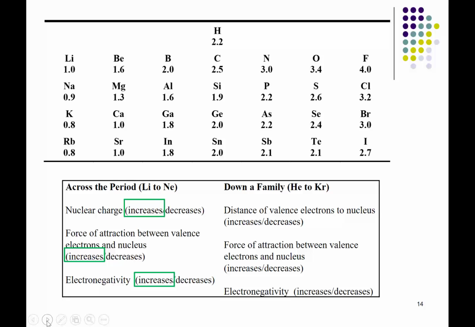Because, of course, electronegativity is directly related to the force of attraction between the valence electrons and the nucleus. The valence electrons, of course, in this case, are the shared pair of electrons. Now, down the periodic table, the distance between the valence electrons and the nucleus increases, and therefore, of course, the force of attraction goes down. And, of course, the electronegativity will go down because, again, the force of attraction for that shared pair will go down.